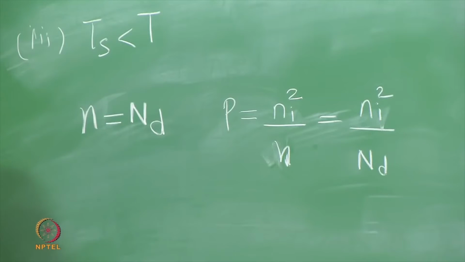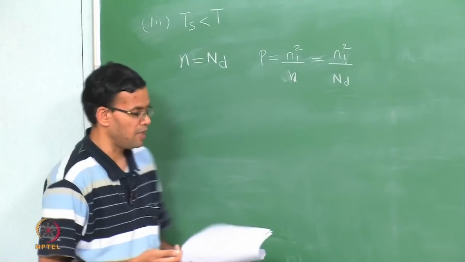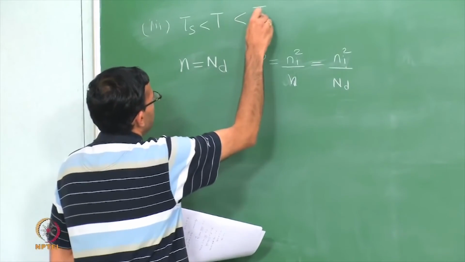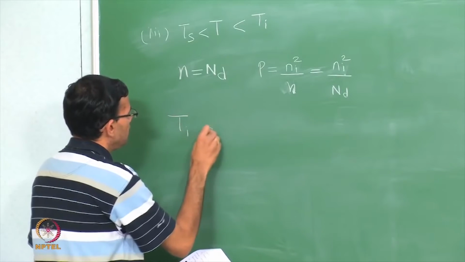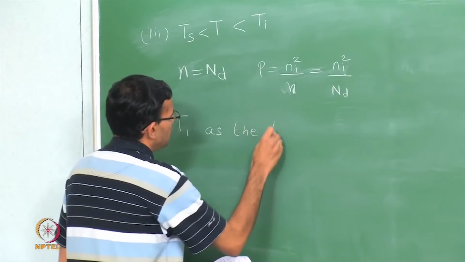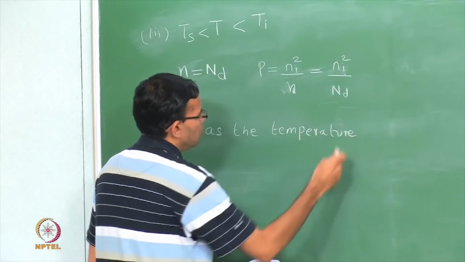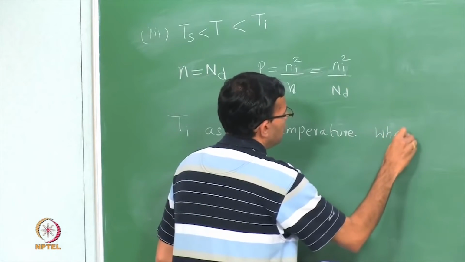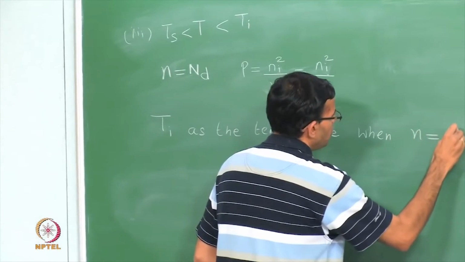Now, if we keep increasing temperature further, there is going to come a point when electrons are starting to get ionized from the valence band. In this particular case, the semiconductor now behaves as an intrinsic semiconductor, and we define this temperature as Ti. So, we define Ti as the temperature when N is equal to 1.1 Nd.